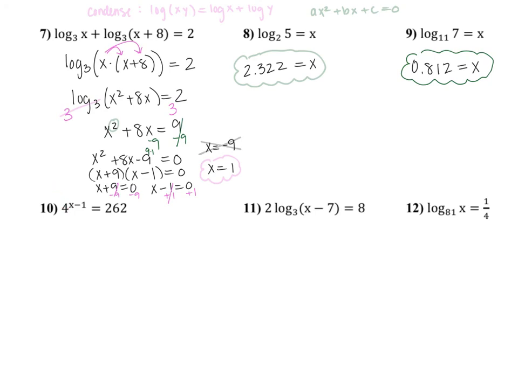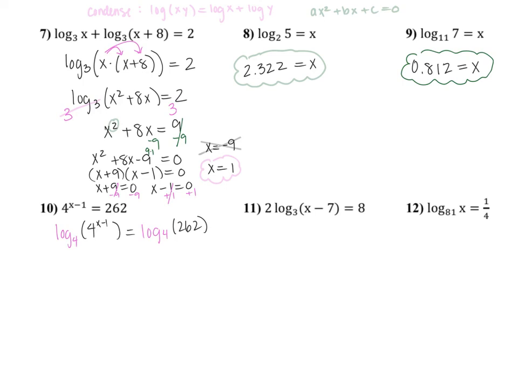The fastest way to do this problem is just to try to get rid of the 4 right away, because we want to get to x. To do that, we have to get rid of the base 4. To get rid of a base, we use a log. So I'm going to do a log base 4, and then inside of the log, I'm going to put the 4x minus 1. That means I have to do a log base 4 on the other side.